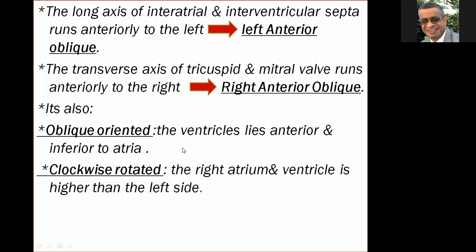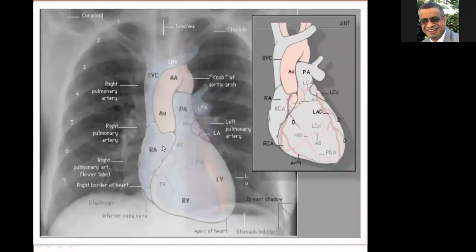So this is a chest X-ray showing the right atrium, which is the right border of the heart, the right ventricle, which is the most anterior chamber of the heart, the left ventricle, which forms the left border and the apex of the heart, and the left atrium. Then the right ventricular outflow, formed by the aorta, the aortic arch and the aortic knob. This is the superior vena cava and the main pulmonary artery.